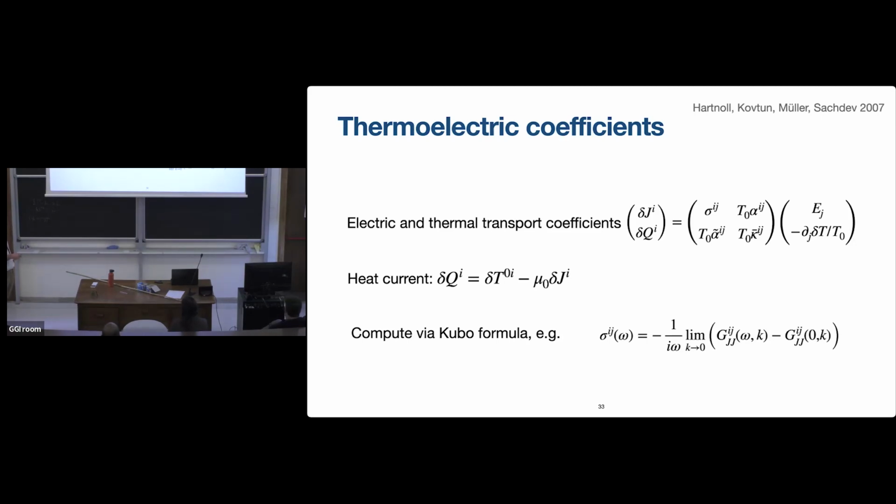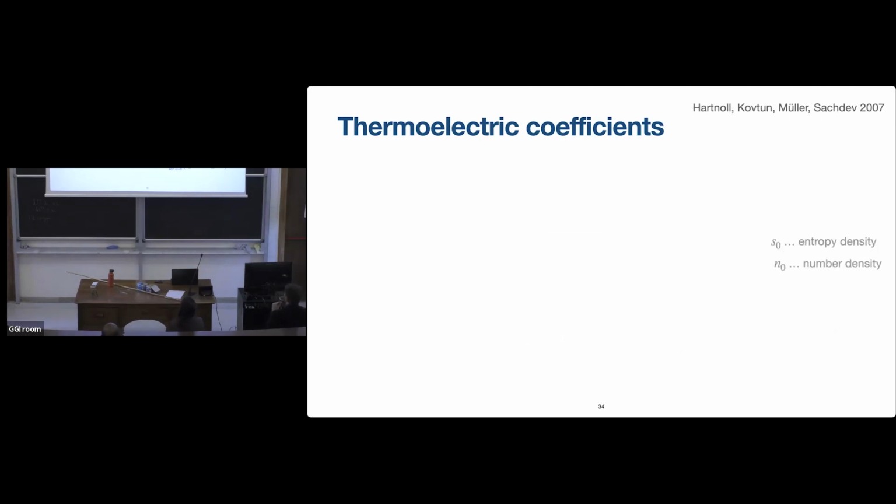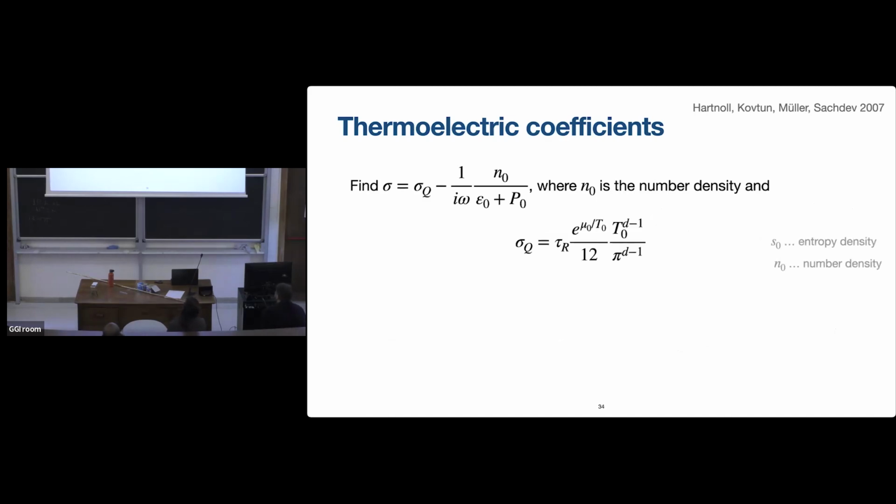So in terms of JJ, and this is the JT component, this is TJ, and this is TT correlators.